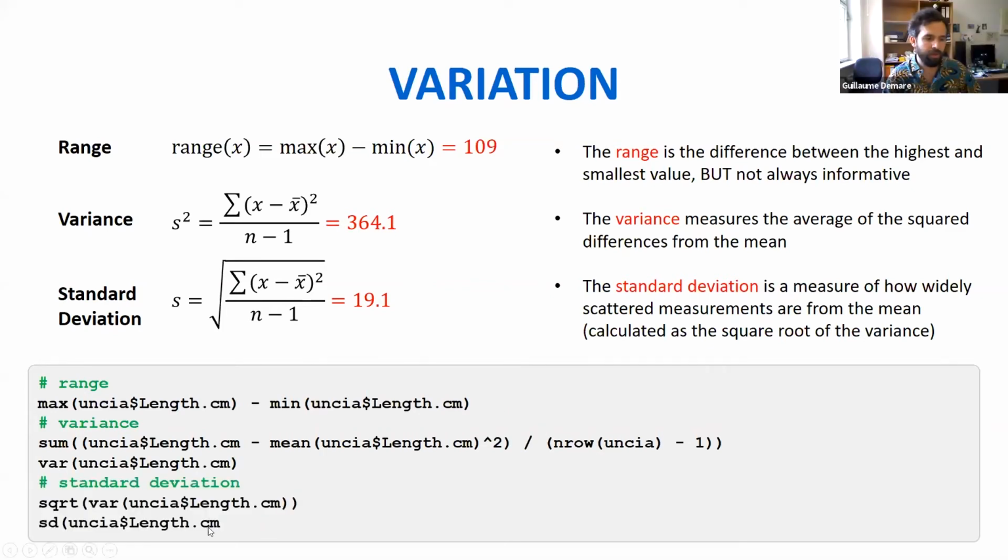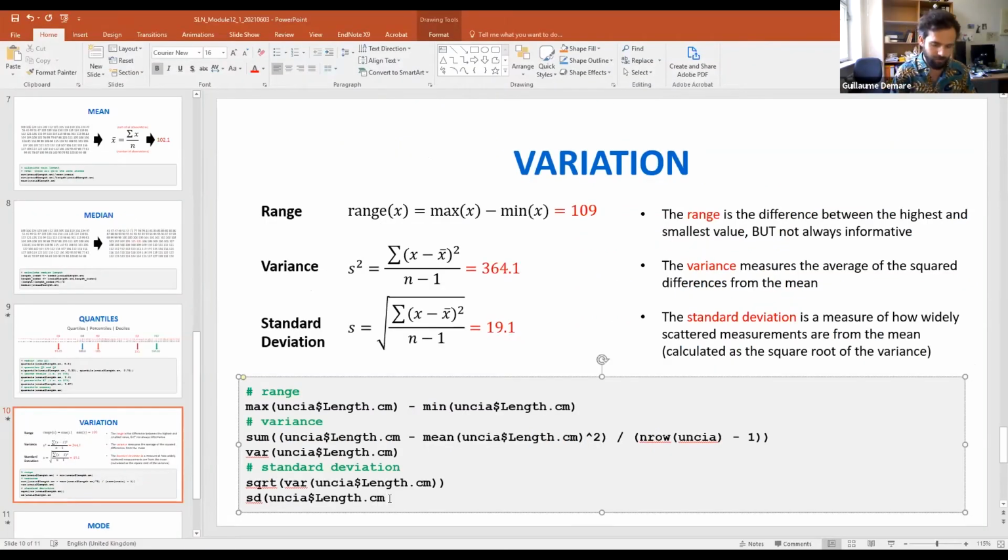And this is the code to calculate the standard deviation. Again, you can simply take the square root of the variance, or you simply type SD of that. I forgot a square bracket here, I will correct it now. And that should give you the standard deviation.